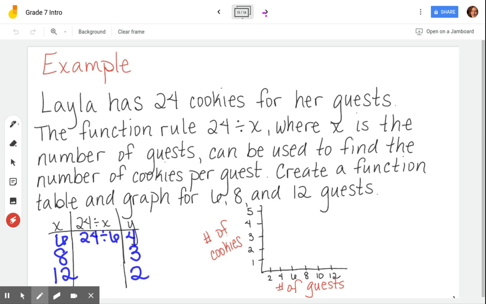So over here, to plot my points, I'm going to go over to 6 guests, and I'm going to go up to 4 cookies. I'm going to go over to 8 guests and up to 3 cookies. And then over to 12 guests and up to 2 cookies. That's all there is to it.